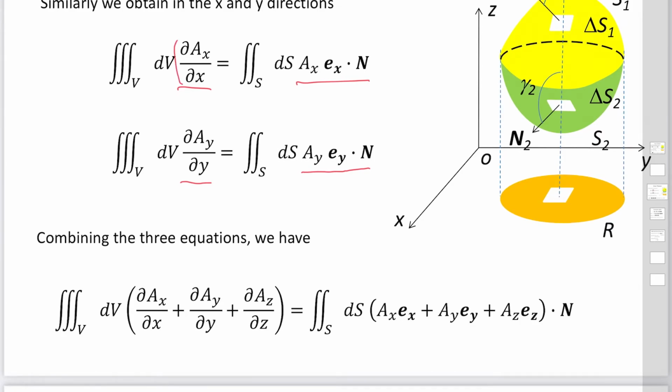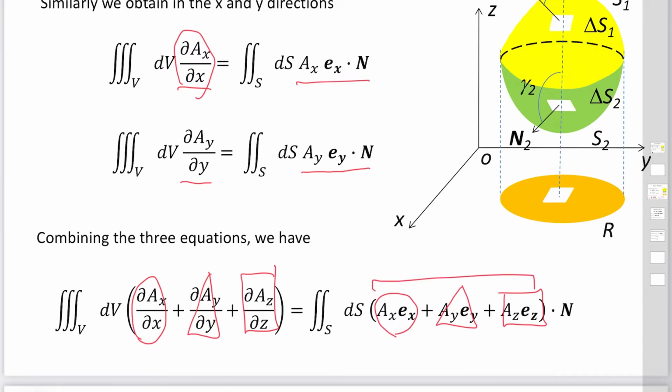So from the first part, we have this one. And the second part, we have this. And the third part, we have this one. So we could combine these three equations. Actually, this part is exactly equal to the vector A.